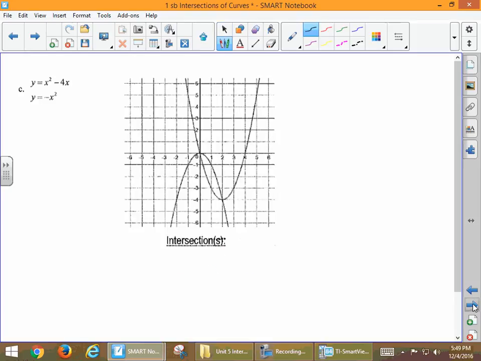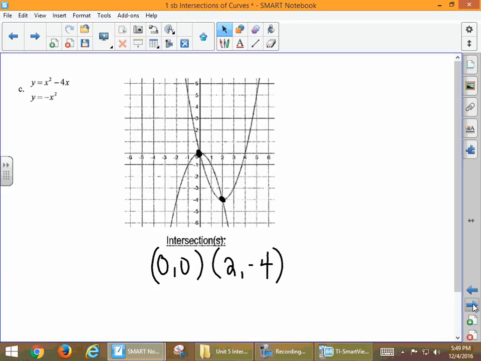And finally, we have y equals x squared minus 4x. That's the upright parabola, the U-shaped curve, and then y equals negative x squared is the upside down parabola. It looks like we have 2 points of intersection right here and right here, and those points are (0, 0) and (2, -4).